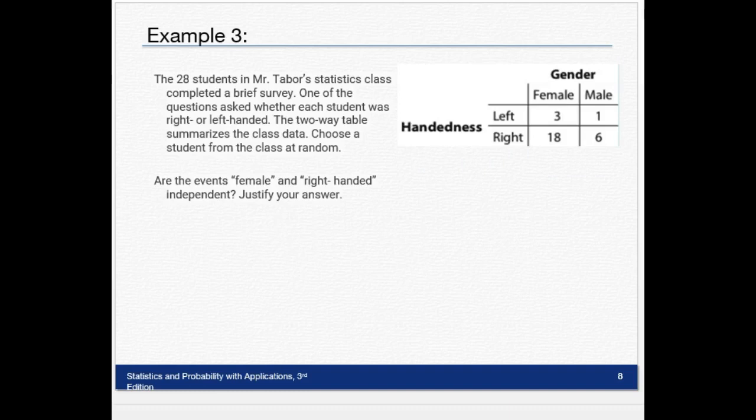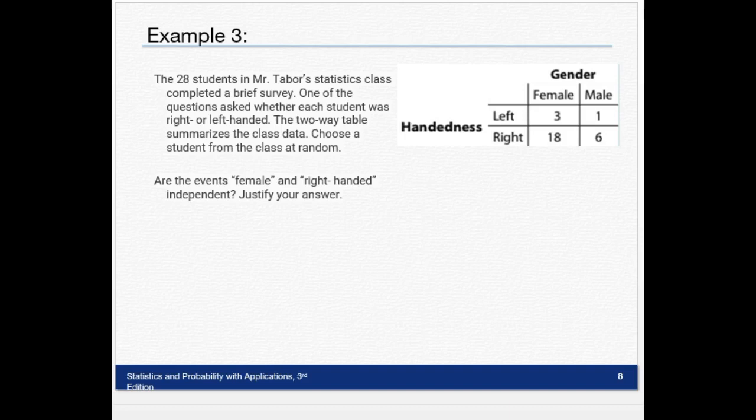Example 3. The students in Mr. Tabor's statistics class completed a brief survey. One of the questions asked whether each student was left-handed or right-handed. The two-way table summarizes the class data. Choose a student from the class at random. Okay? Then it asks me, are the events female and right-handed independent?